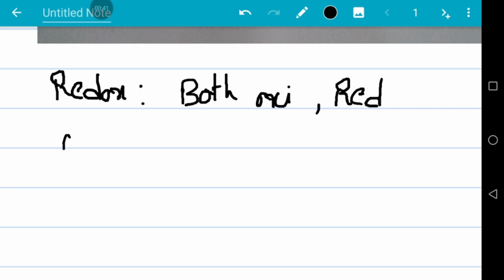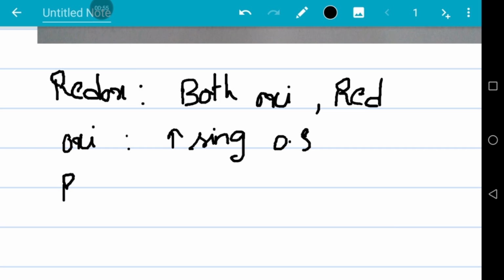Now, how do we identify oxidation? Oxidation means an increase in the oxidation state. Reduction means a decrease in the oxidation state, then it is a reduction reaction. So if both oxidation and reduction take place, then it is a redox reaction.